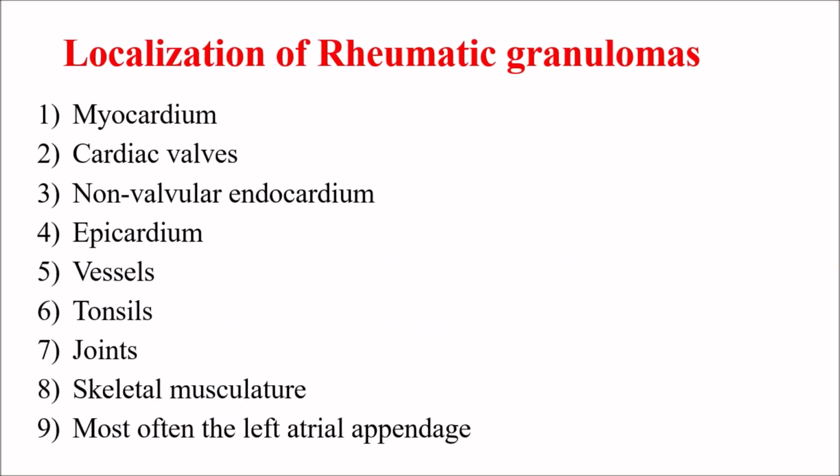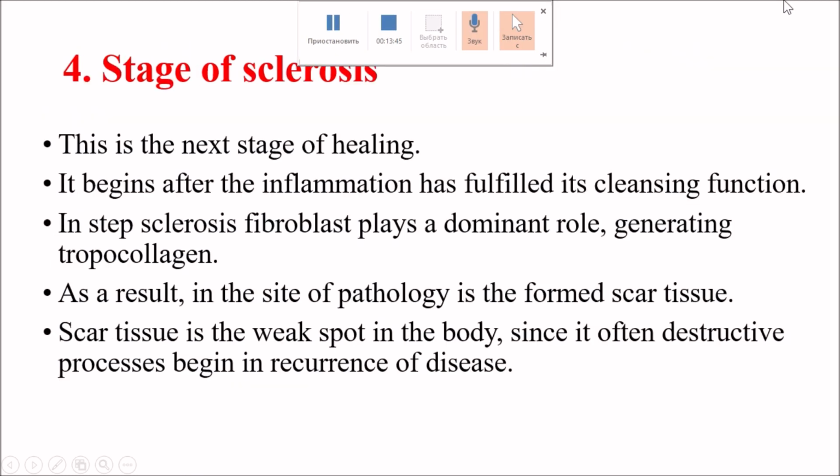and where they must be localized. The rheumatic granulomas are found in many sites of our body. Especially you see them in the parts of the heart, the myocardium, the cardiac valves, the non-valvular endocardium, epicardium, the blood vessels, the tonsils, joints, the skeletal muscles, and most often the left atrial appendage.